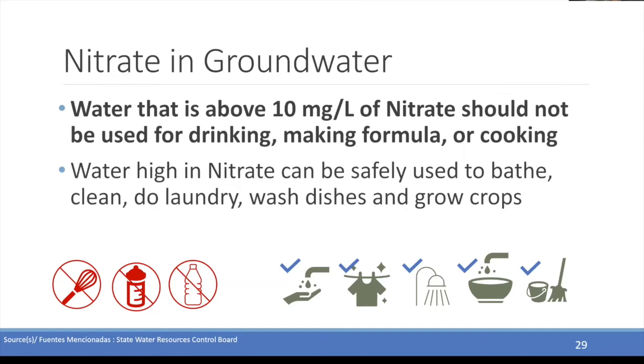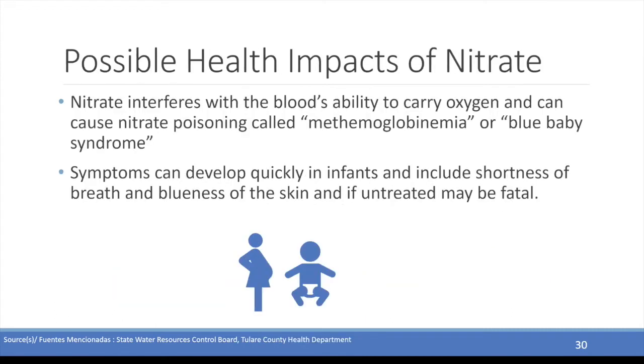Water that is high in nitrate can be safely used to bathe, clean, do laundry, wash dishes, and grow crops. On slide 30, the possible health impacts of nitrate.